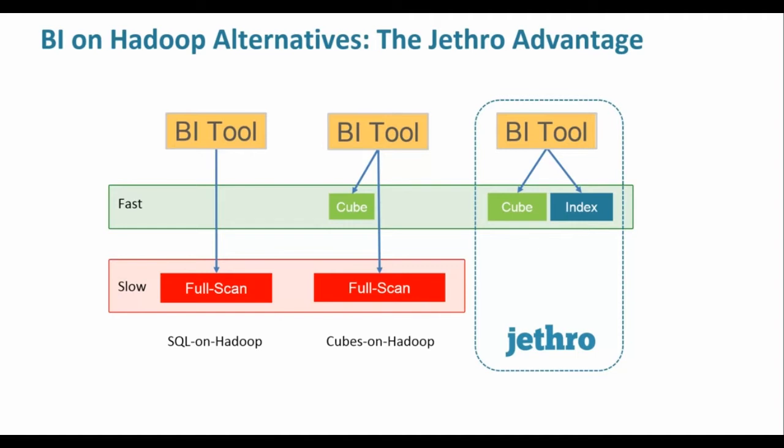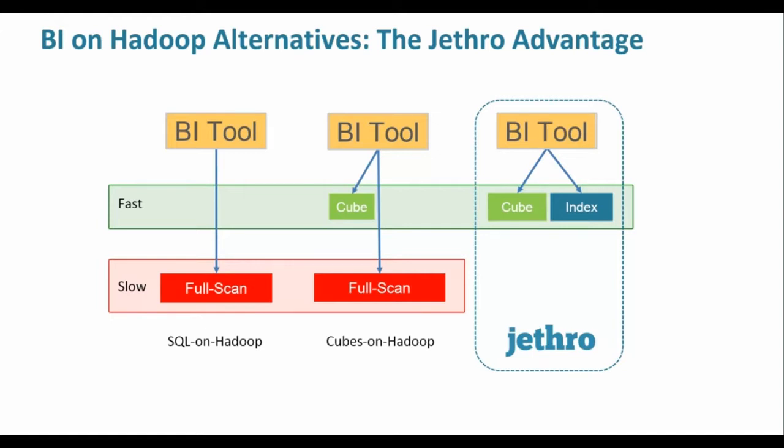In this case, you will build cubes for some of your queries. Of course, you cannot build cubes for all of your queries. So those queries that can find a matching cube will use a cube and be fast. And those queries that don't have a cube will have to go to a full scan, Hive, Impala, and so on.